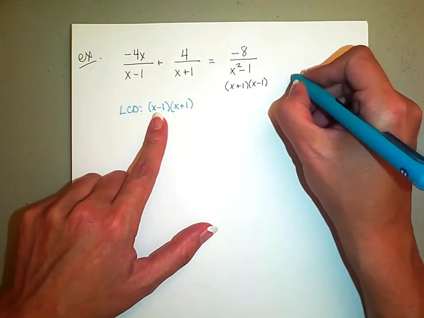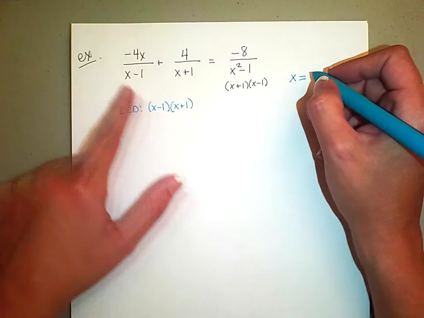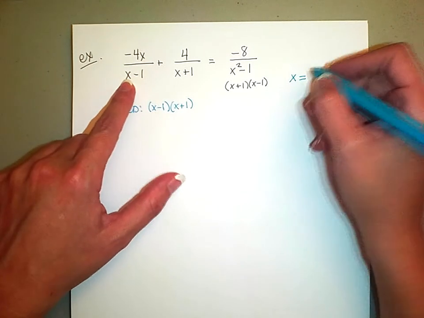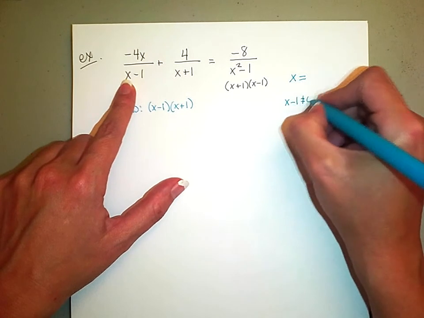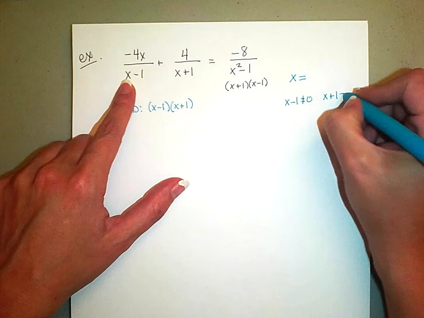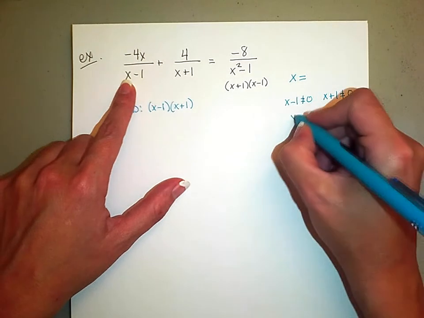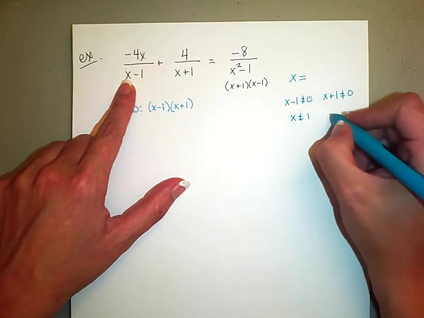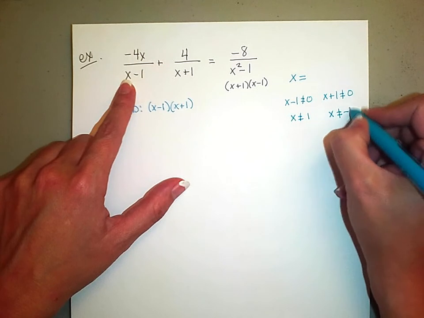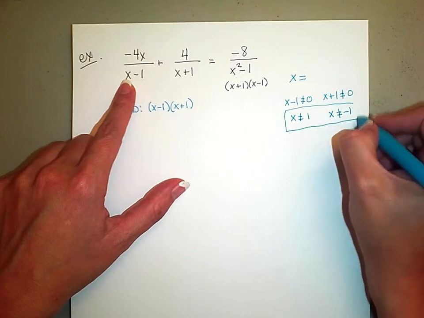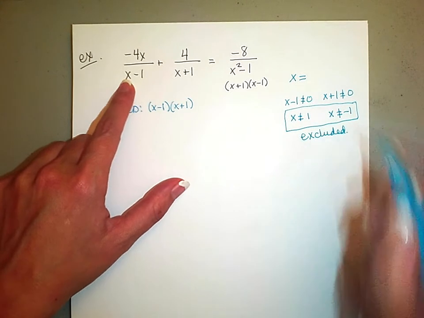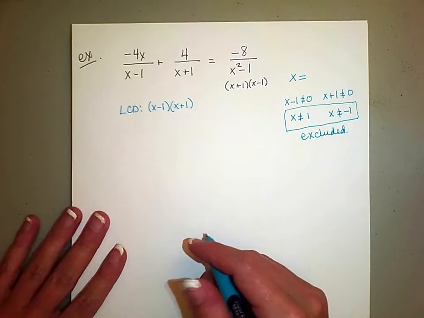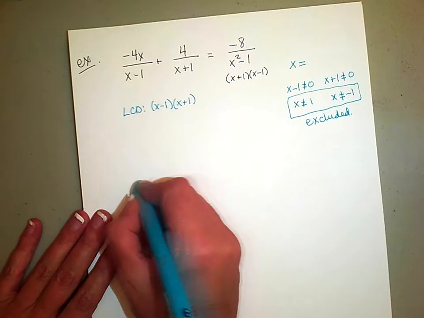While we're at it, let's put our excluded values down. x minus 1 cannot equal 0, and x plus 1 cannot equal 0. So we see x cannot equal 1, and x cannot equal negative 1. These are excluded values. Alright, now let's continue working on this.